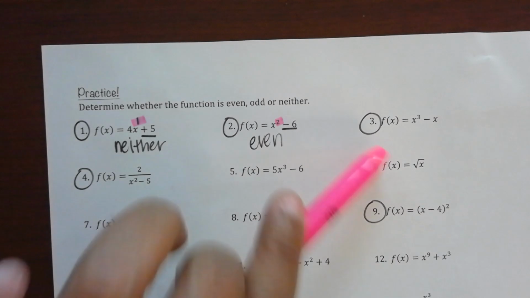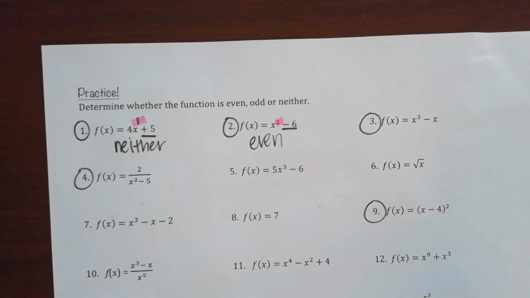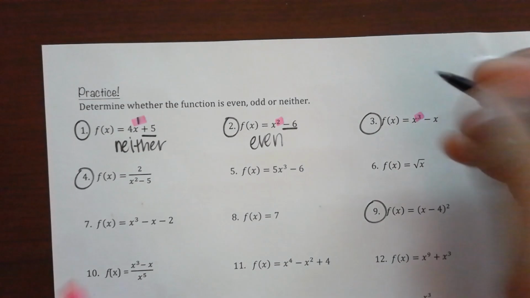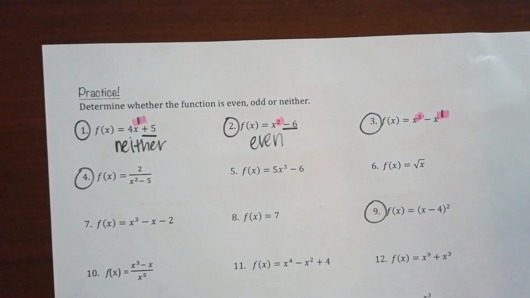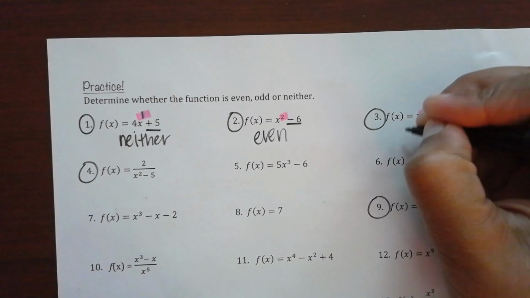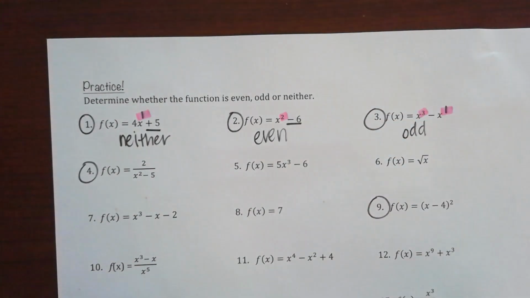Okay. Number 3. F of x equals x cubed minus x. What am I focusing on? Which are? 3 and 1. Are there any constants in sight? All of my exponents are odd, which makes this function odd. Any questions there? Looking at number 4, we should have typed this one in the calculator, right?